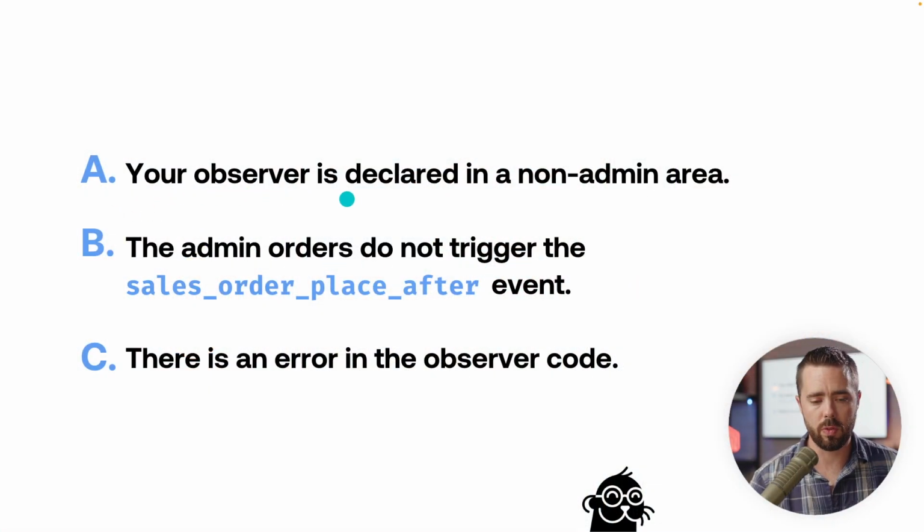A, your observer is declared in a non-admin area. B, the admin orders do not trigger the sales order place after event. And C, there is an error in the observer code. Let's work through each one of these one by one. A, your observer is declared in a non-admin area. To me, this is a pretty logical assumption.